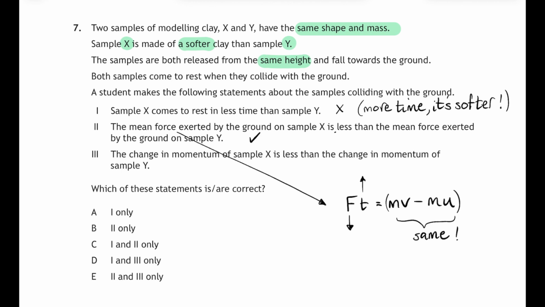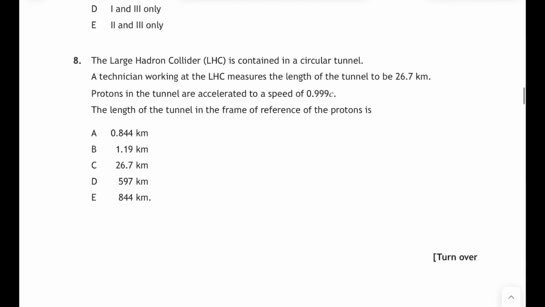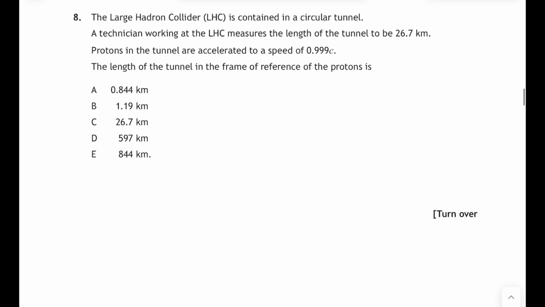And then statement 3 says the change in momentum of sample X is less than Y. That's incorrect because as we've just seen, the change in momentum of them both is the same. So it's only statement 2 there that's correct. That's 7B. Question 8.